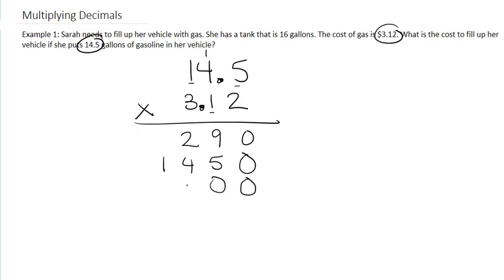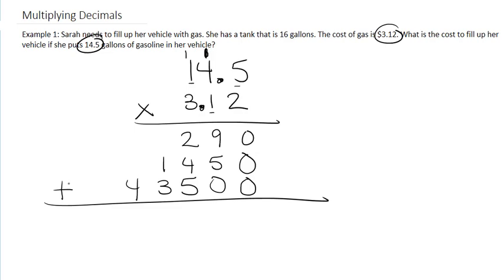Now we have 3 times 5, which is 15. So we put a 5 below, and we're going to carry that 1. 3 times 4 is 12, plus 1 is 13. We'll carry the 1. 3 times 1 is 3, plus 1 is 4. After multiplying, we now add. So our first column we add is on the far right, which is just 0. 9 plus 5 is 14. Carry the 1. 1 plus 2 is 3. Plus 4 is 7. Plus 5 is 12. So put a 2 below, carry the 1. 1 plus 1 plus 3 is 5. And then we just have 4.